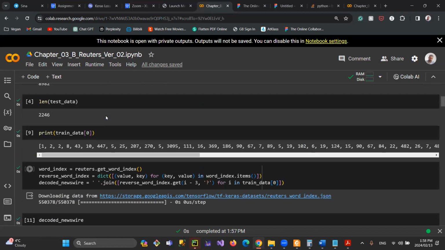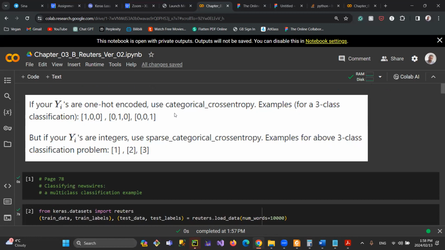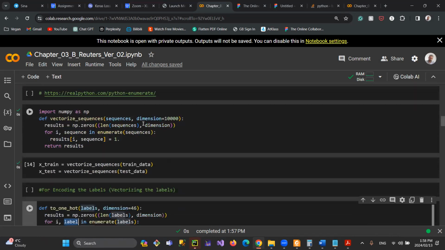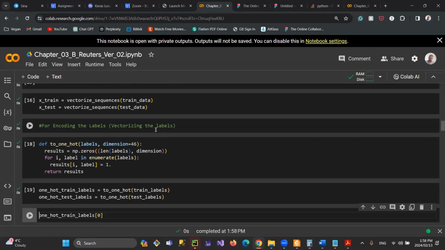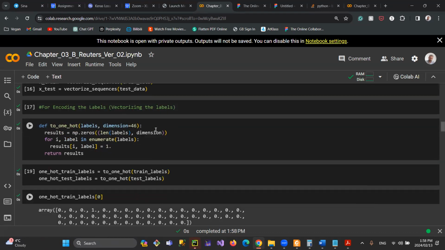Vectorizing, remember this one? We get 1 and we convert it to 1, 0, 0. That kind of thing happens in here, and it works for this, and we call it one hot encode. But remember, this is something that, without knowing the concept, we did in the MNIST data sets.